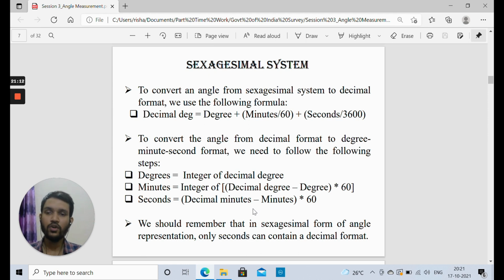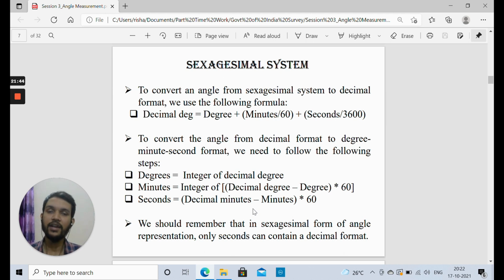So if you want to convert that particular angle into the decimal system, firstly you will write the degree part, that is 20 degrees, which you can write separately. Then whatever is the minute part, suppose it is 40 minutes, that minutes part has to be divided by 60, because 1 degree has 60 minutes. And the angle reported in seconds, that part you will have to divide by 3600.